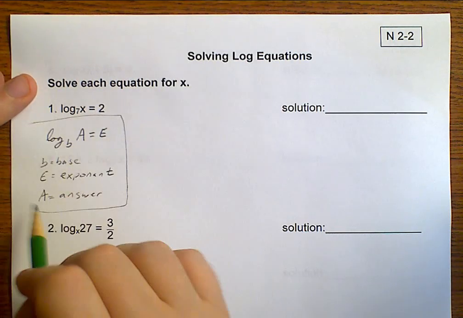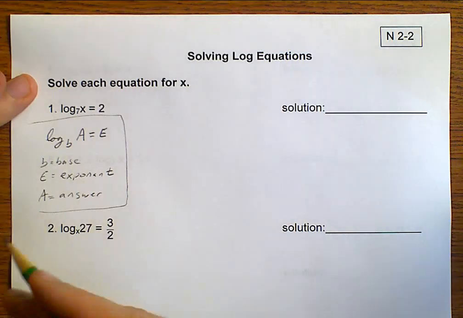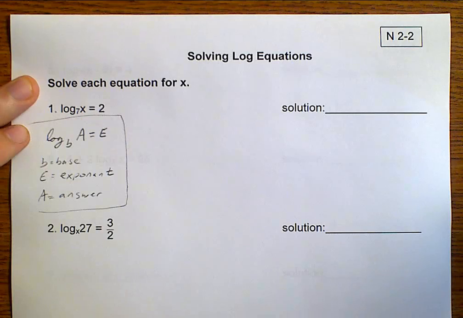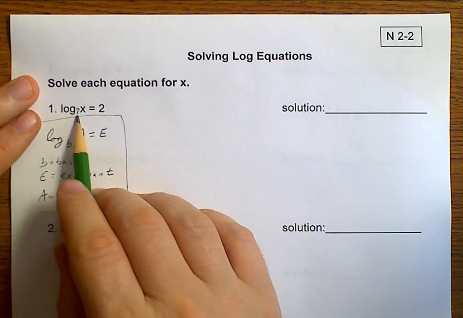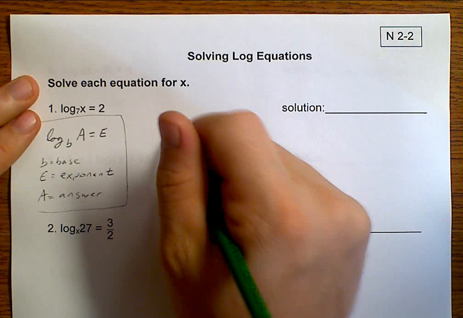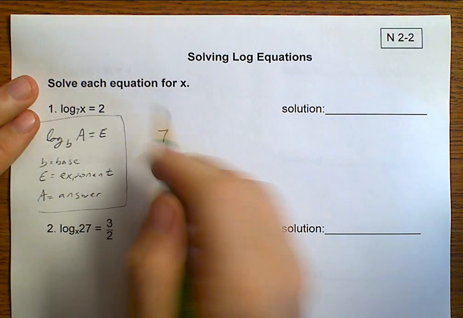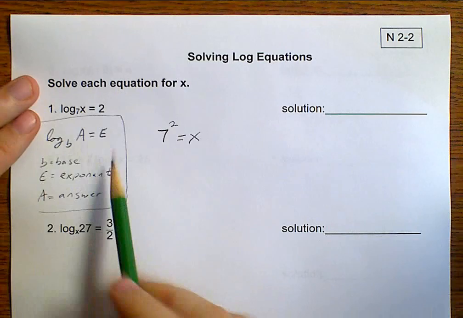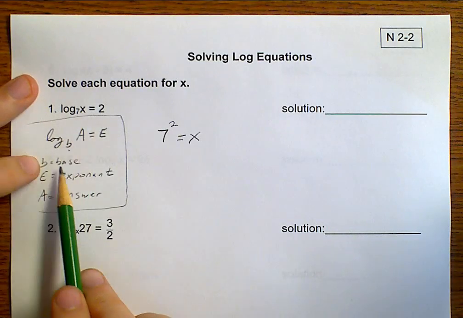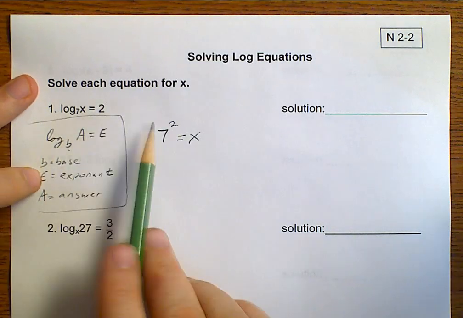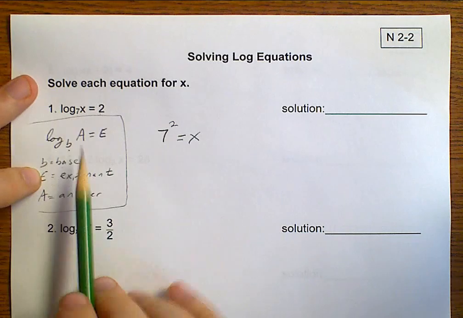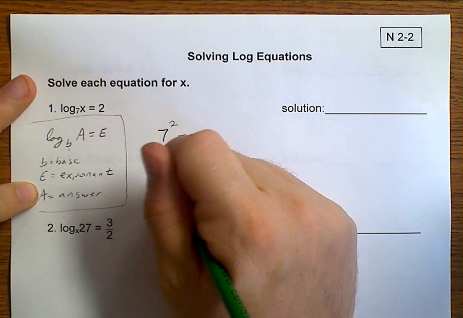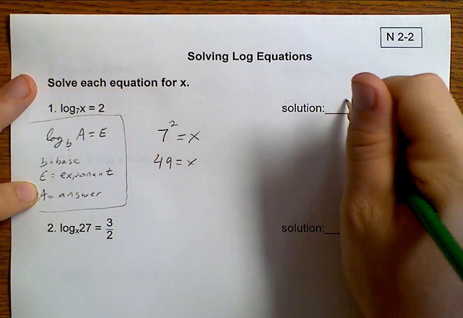So I'm using this to try to rearrange the logs where it makes sense. So I've got my log base 7 of x equals 2. So that means that 7 squared equals x. So my base, my exponent, and my answer. And well, 7 squared is real simple. It's 49. So x equals 49.